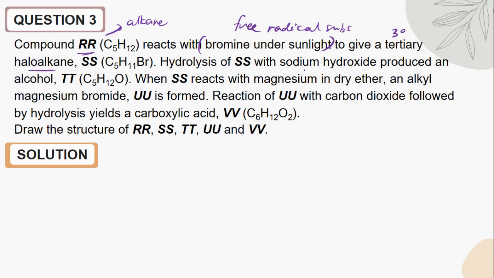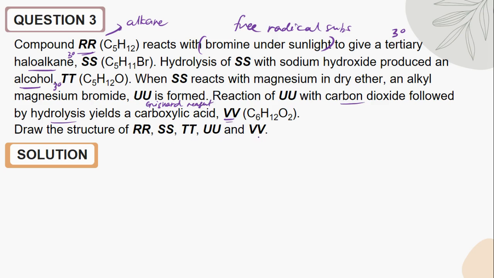Hydrolysis of the haloalkane with sodium hydroxide produces alcohol TT. Now, because your haloalkane is tertiary, your alcohol also should be tertiary alcohol. So this is nucleophilic substitution of haloalkane with the alcohol. Next, when the same haloalkane reacts with magnesium in dry ether, you have alkyl magnesium bromide, UU. So UU should be a Grignard reagent. And then reaction of UU with carbon dioxide followed by hydrolysis yields a carboxylic acid. So this has been told here. Draw the structure of RR, SS, TT, UU, and VV.